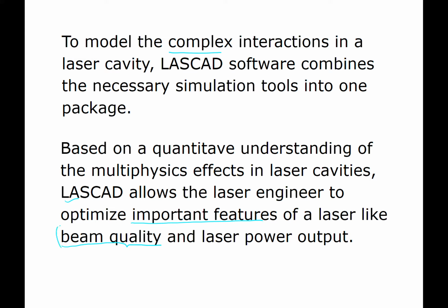So what is the beam quality? We call it M square. M square means how circular it is, how uniform it is, and how much it behaves like a Gaussian beam. If it is really a Gaussian beam, then M square should be 1. Everybody wants M square to be near 1.